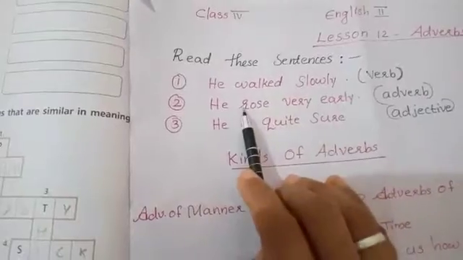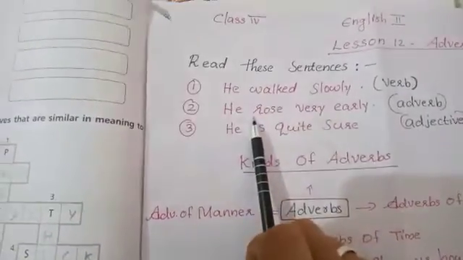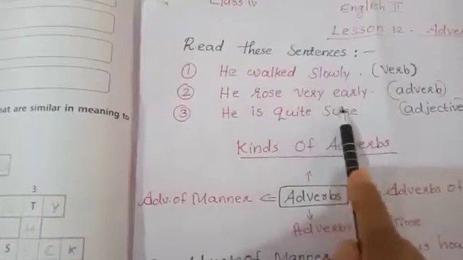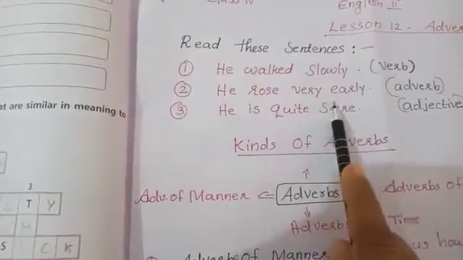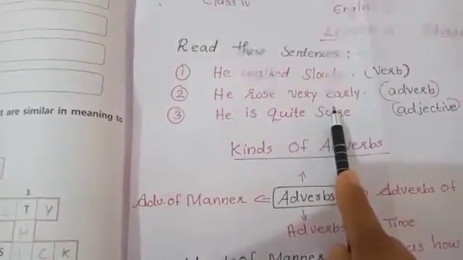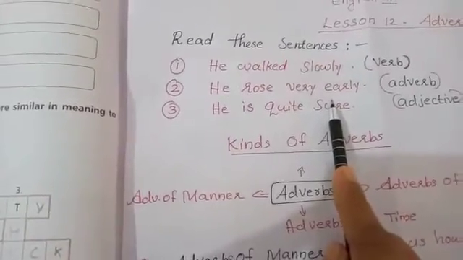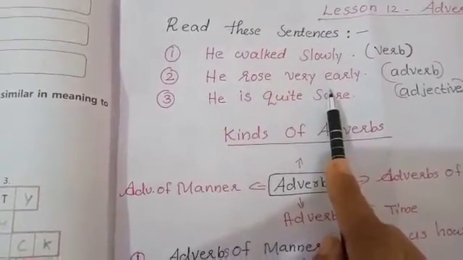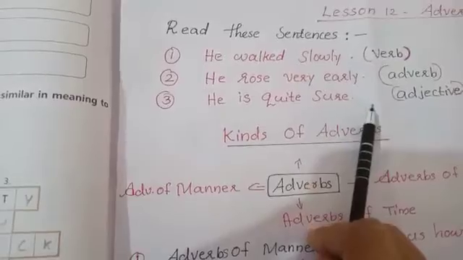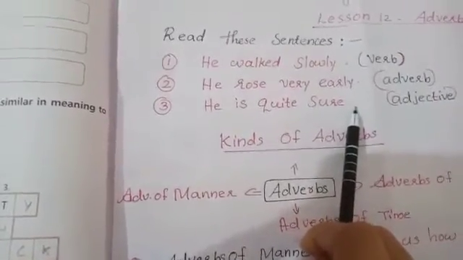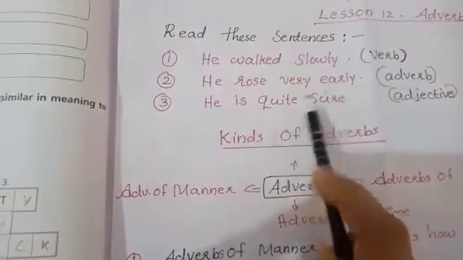In the second sentence, we can see that he rose very early. In the second sentence, the word very tells us how early he rose. The word very modifies the adverb early.